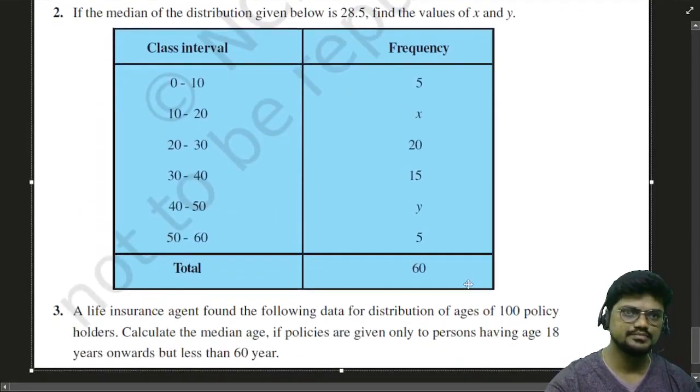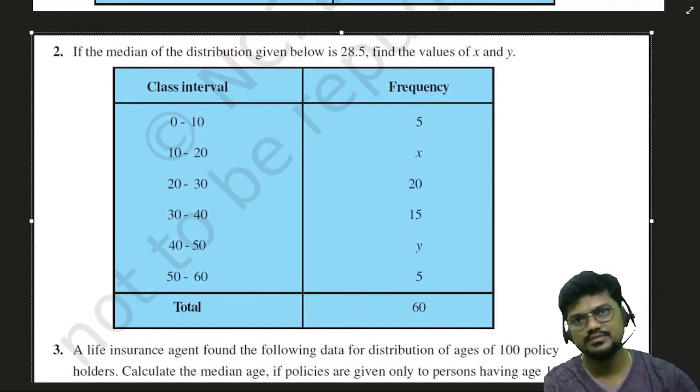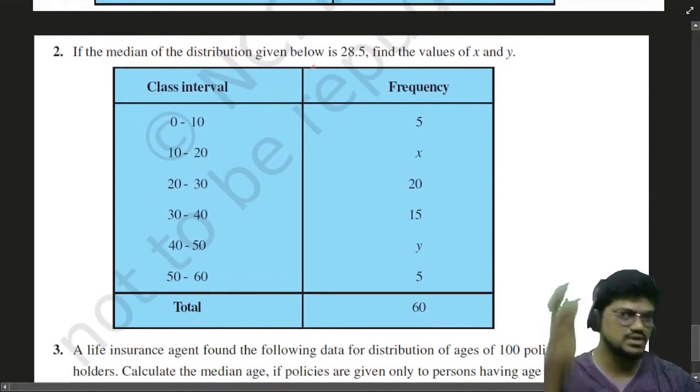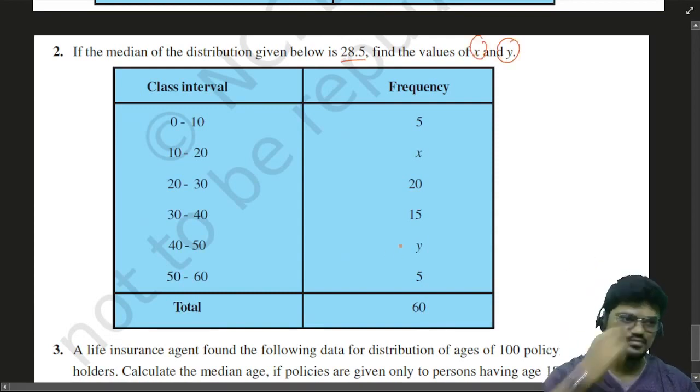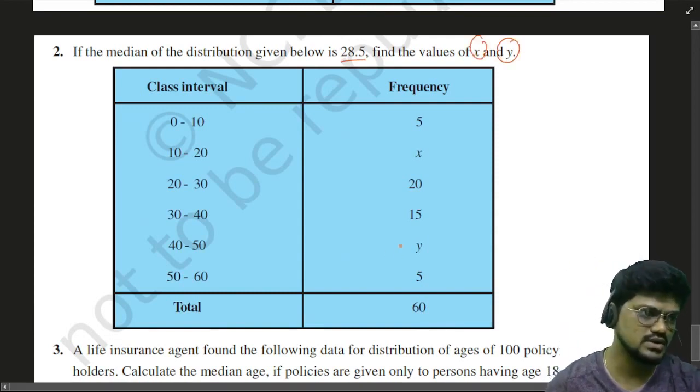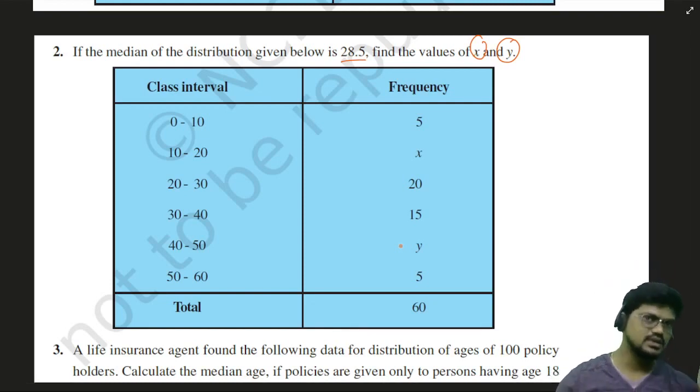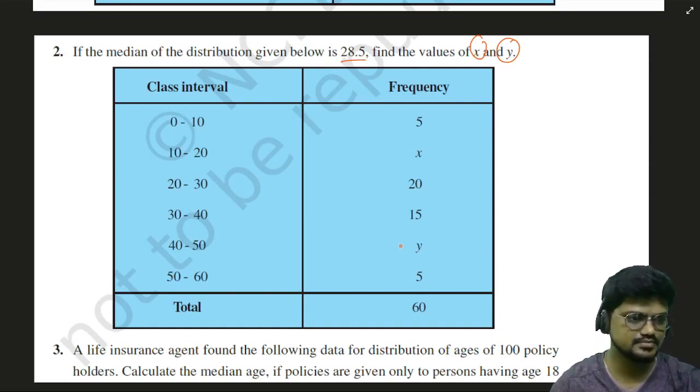Over here, this question, what they have given? If the median of the distribution given below is 28.5, find the values of x and y both. There are two unknowns in it. Okay? They have given you the median. You have to find the values of x and y both. Let's solve it.